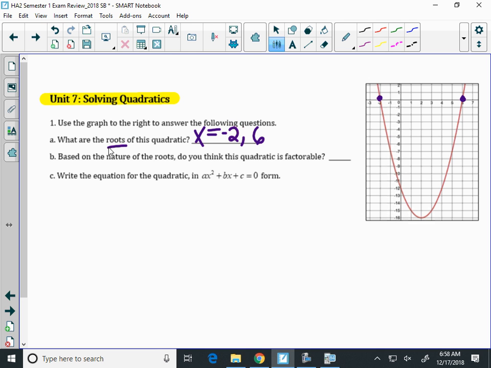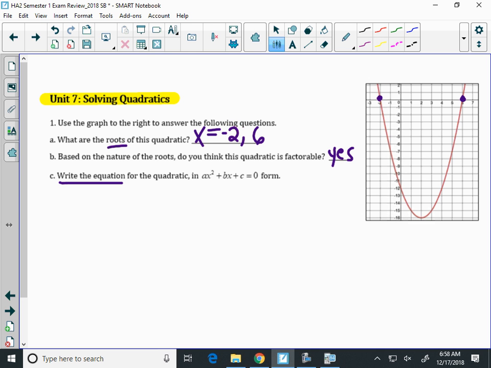Now, those are two rational x-intercepts. So, because those roots are rational, yes, this quadratic could be factorable. Whatever the equation of the quadratic for that graph is, we would be able to factor it. Now, because it's factorable, and because I know the roots, we're actually going to write the equation for this quadratic. And here's how you do this.